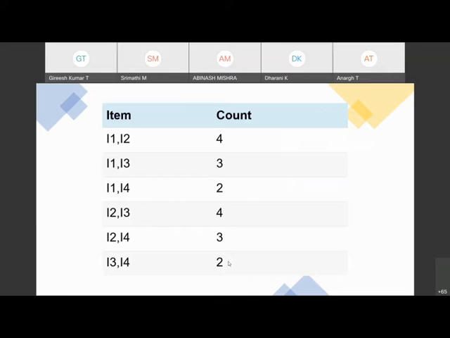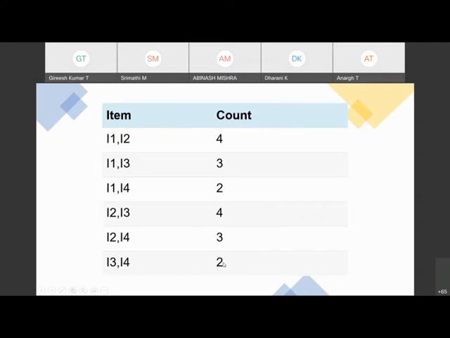From this, we understood that the minimum support is 3. Whatever combination of items has support below 3, you have to throw away. So I1 and I4 is 2, and I3 and I4 is 2. Sorry, this value is 2, but our value is 3. So this 2 is less than 3, and you have to throw this one and I3 and I4 also.